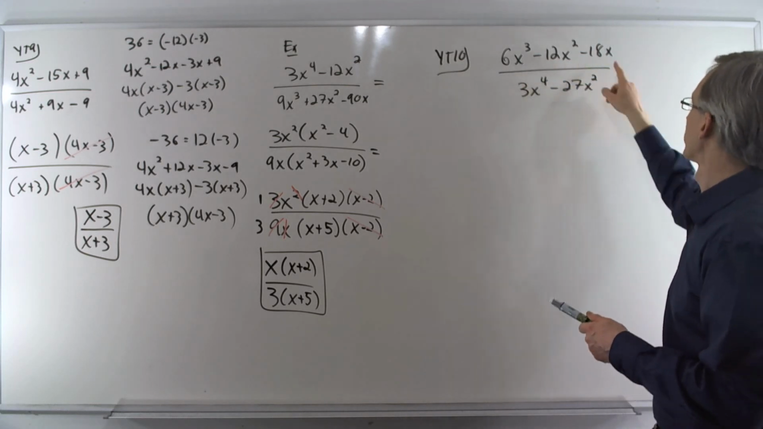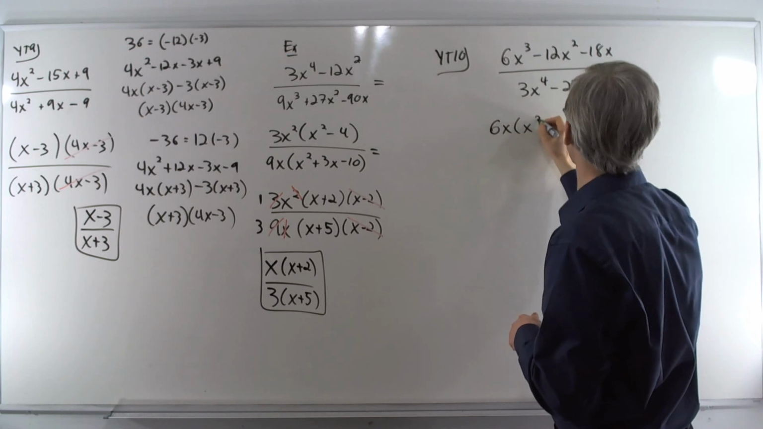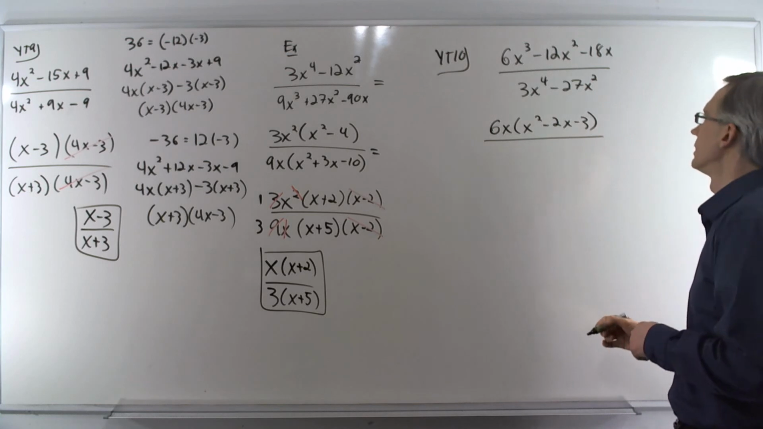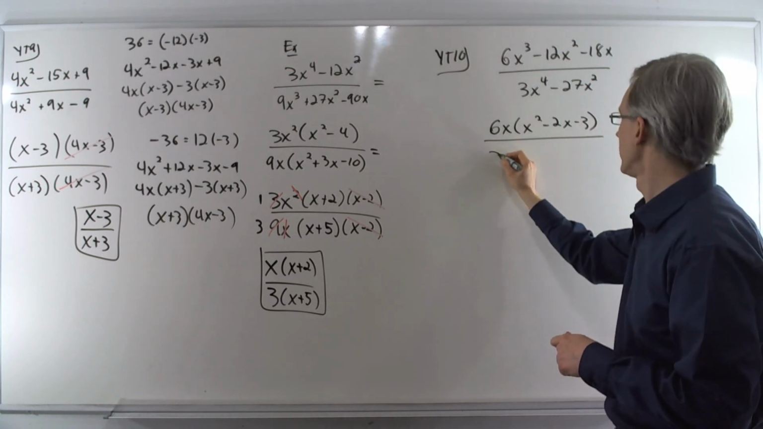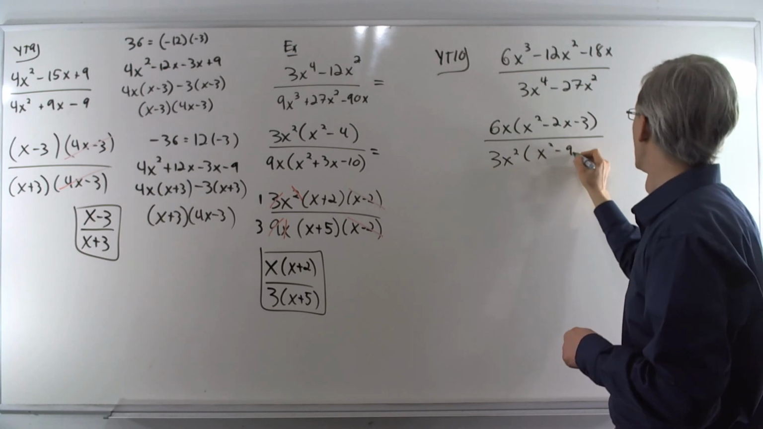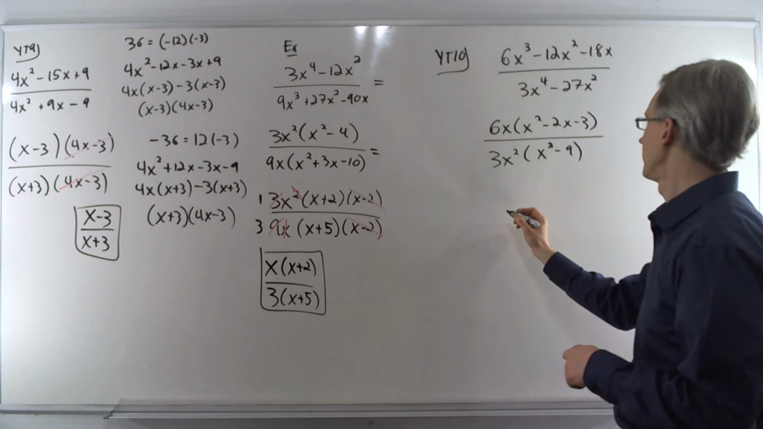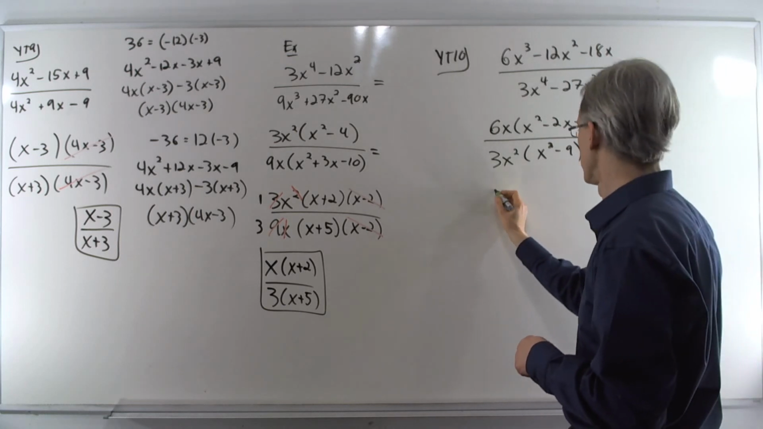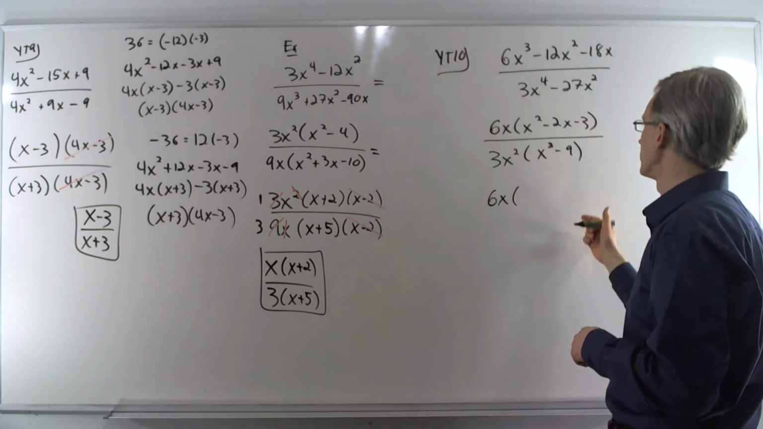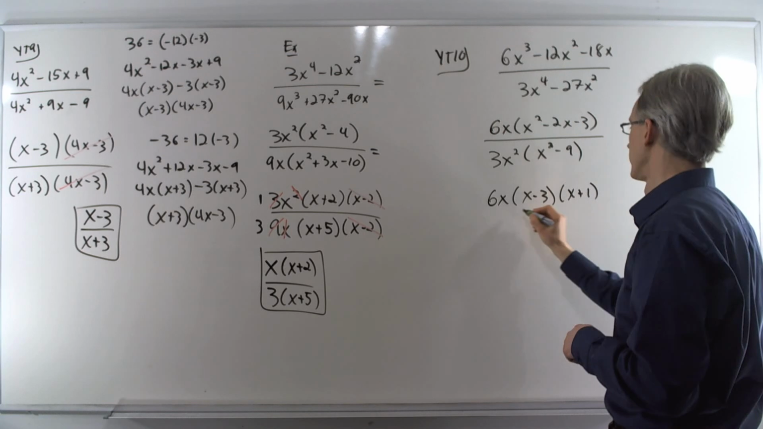So on the top, we can factor out 6x and get x squared minus 2x minus 3. On the bottom, we can factor out 3x squared and get x squared minus 9. Now, factoring the top, x squared minus 2x minus 3, we need two numbers that multiply to get negative 3 and add to get negative 2. So that's going to be x minus 3 times x plus 1.